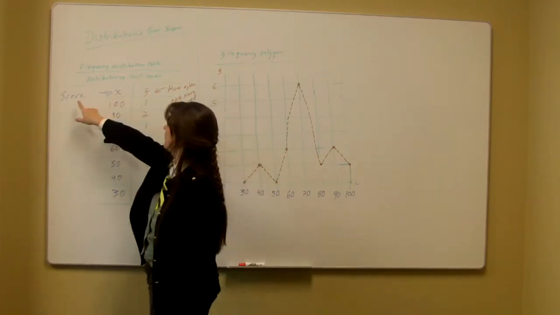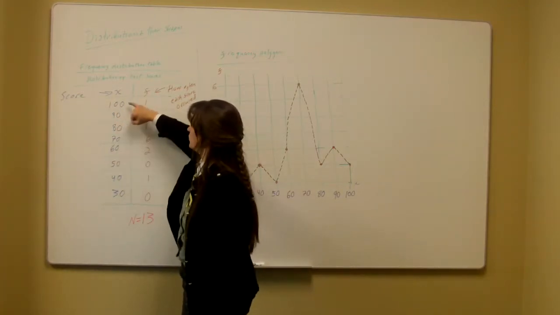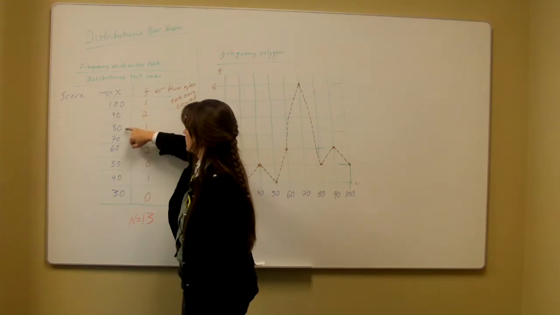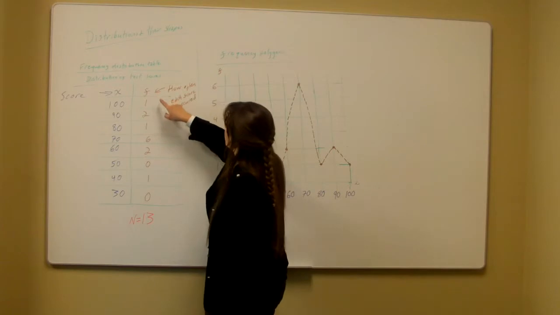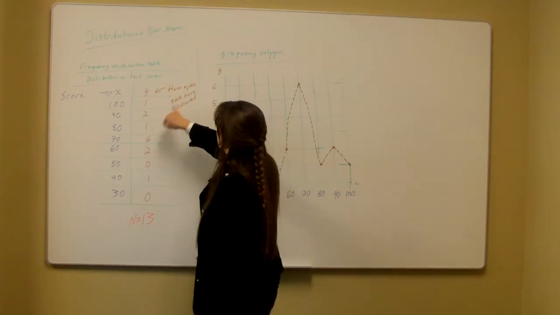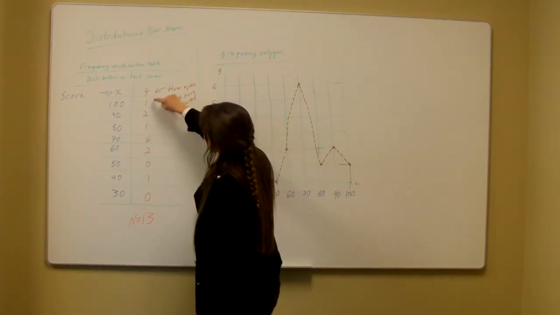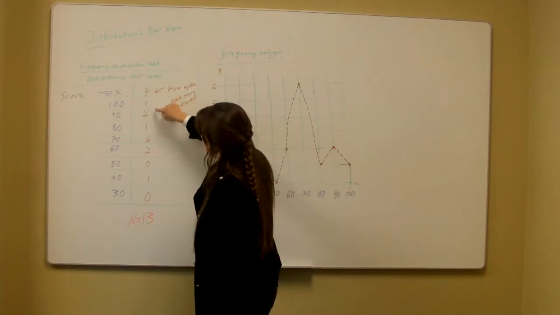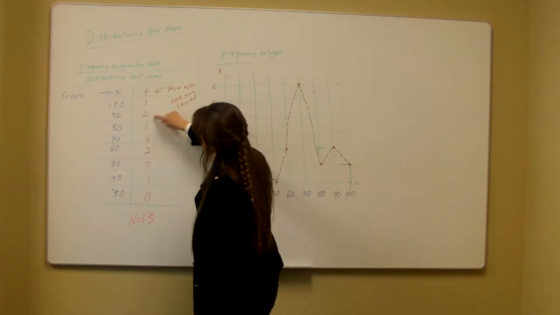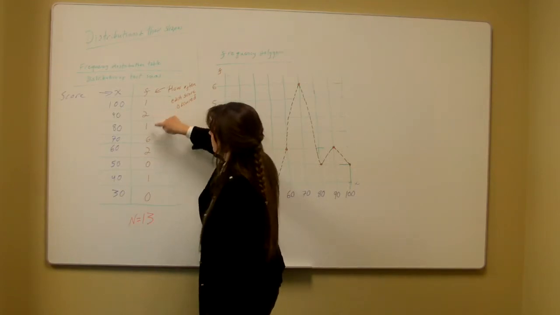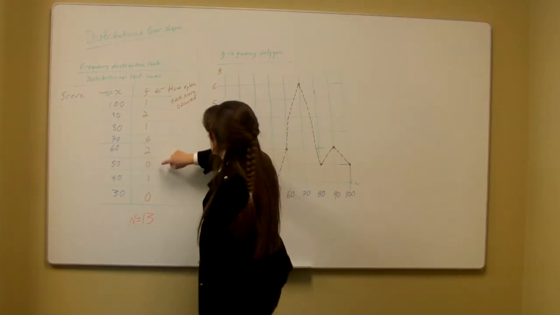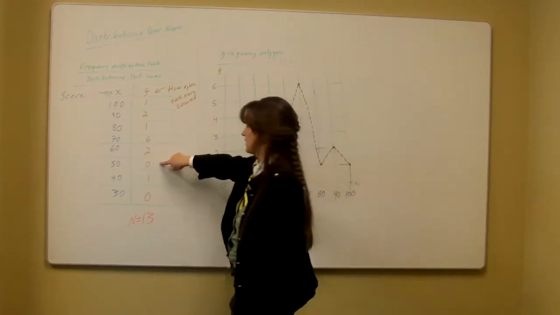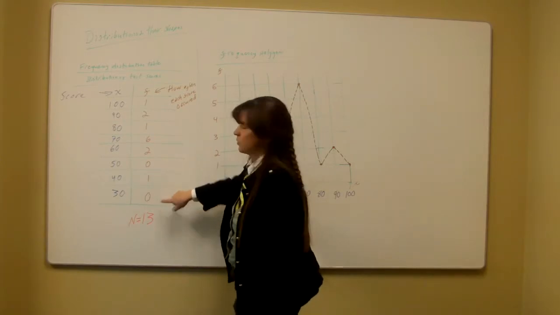So basically all the X's are their scores, which you have 100%, 90%, 80%, 70, 60, 50, 40, and 30. The F is how often each score occurred. F for frequency: 1 for 100, 2 at 90, 1 at 80, 6 at 70, 2 at 60. Nobody received a 50% in this. 1 received a 40%, and no one received a 30%.